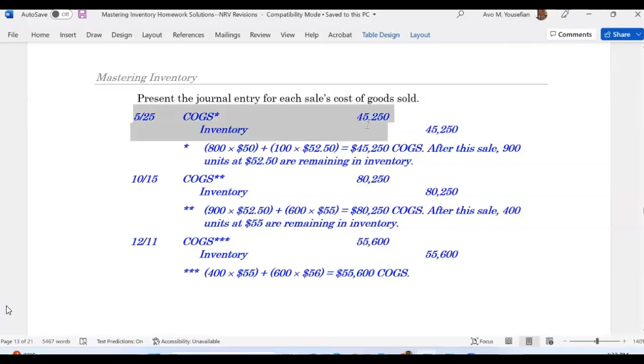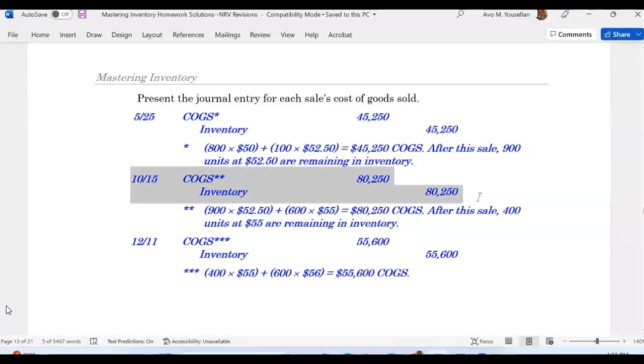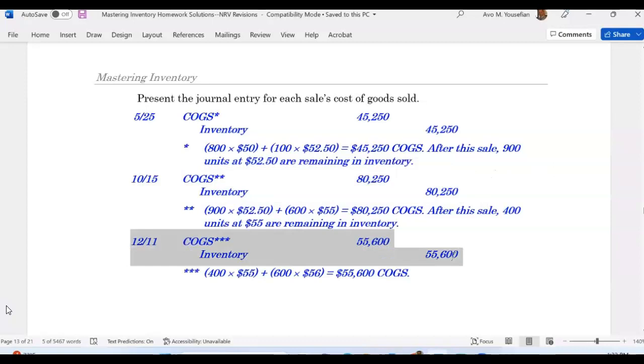So for cost of goods sold, not only do you have to record the sales revenue, which is debit accounts receivable, credit sales, but also you need to debit cost of goods sold, credit inventory. Same thing on the second sale: debit accounts receivable, credit sales, and debit cost of goods sold and credit inventory. So it gets adjusted. Again, for the third sale, journal entry number 1 is debit accounts receivable, credit sales, and debit cost of goods sold, credit inventory.